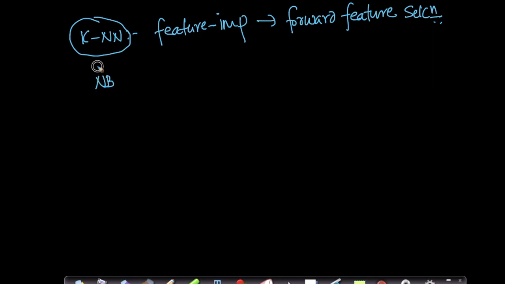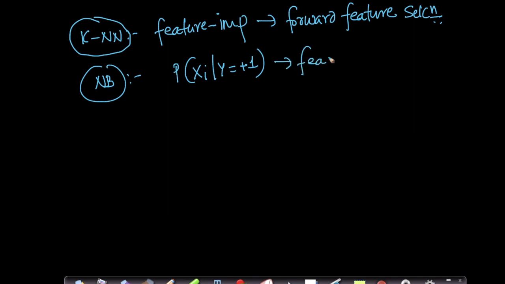Whereas in naive Bayes, we could tell which feature is more important using the probability of xi given y equals +1. By using these conditional probabilities, we could get feature importance. I could tell you which features or which words were more important, which are important to determine the positive label, the class label. We could do it using conditional probabilities in naive Bayes.